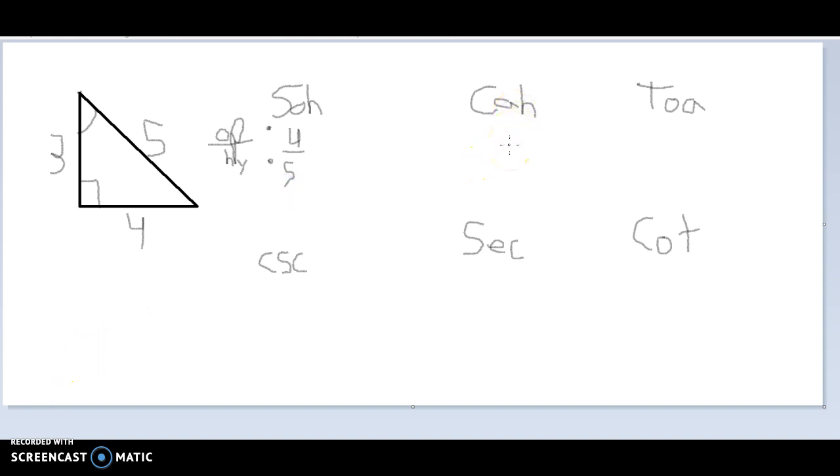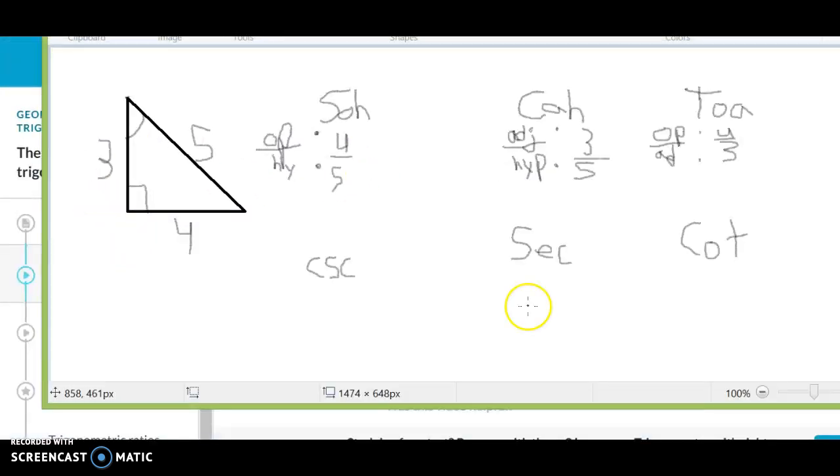Next, we will find the cosine, which is adjacent over hypotenuse. So the adjacent length is 3 over the hypotenuse, 5. Next, we are going to be finding the tangent, and the tangent is the opposite over adjacent. So the opposite is 4 and the adjacent is 3.